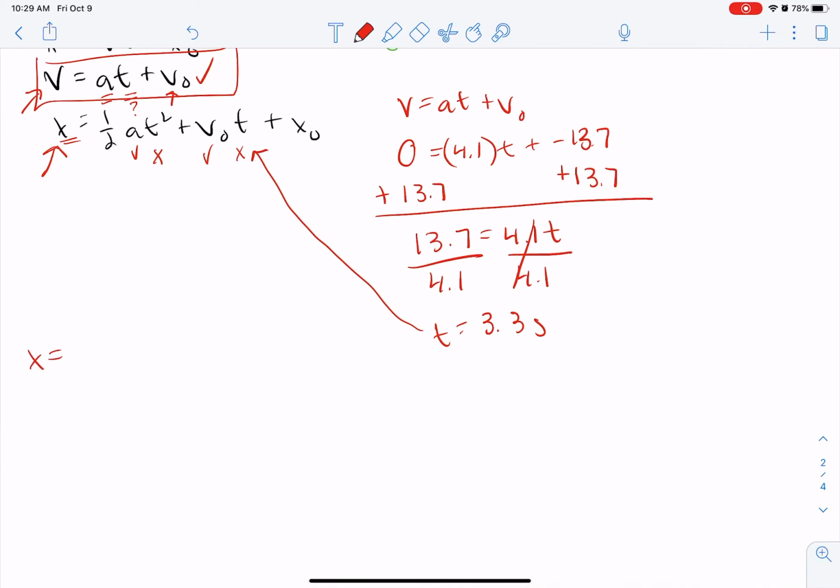So here we have x equals 1/2 at squared plus v naught t plus x naught. We don't know what our final position is. We know our acceleration is that 4.1.